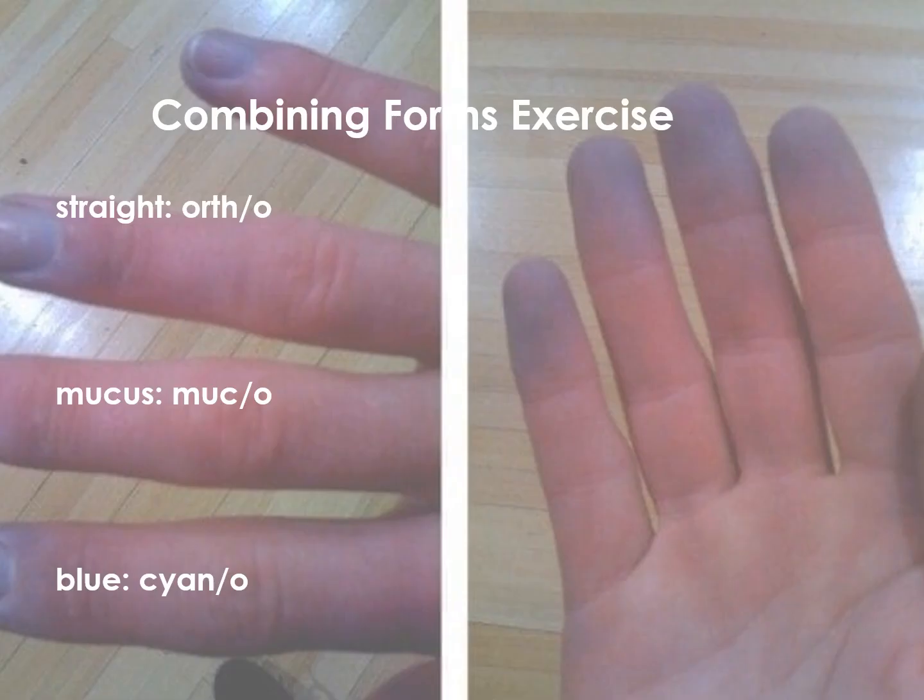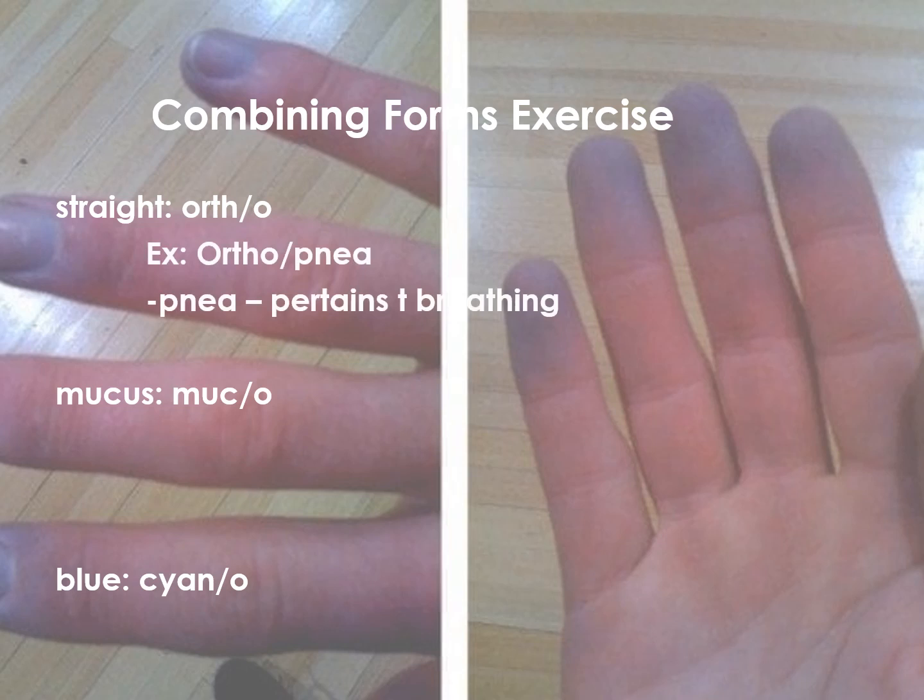So let's do some combining form exercises. Here are a few more new combining forms. Ortho means straight. I gave you that before. I remember giving orthopedist. Mucus, muco. And blue, we all know that is cyano.